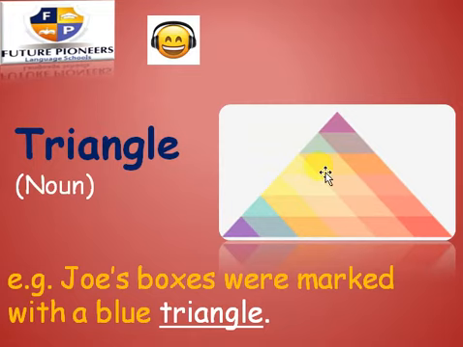Okay, and here we are with the next word. Let's move. Triangle. One more time. Triangle. And it's a noun, and it means a flat shape with three straight sides. A flat shape with three, one, two, three sides. And it's a noun. Triangle. Example, Joe's books were marked with a blue triangle.